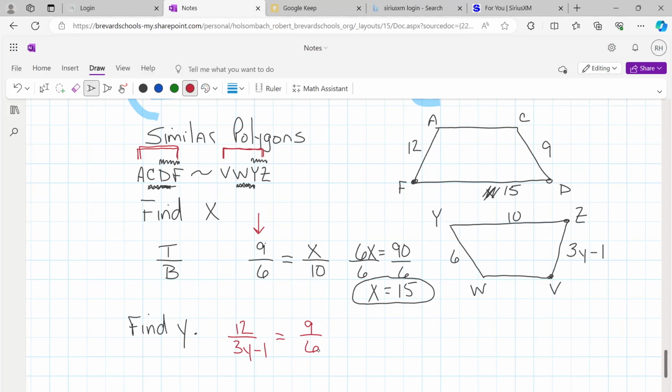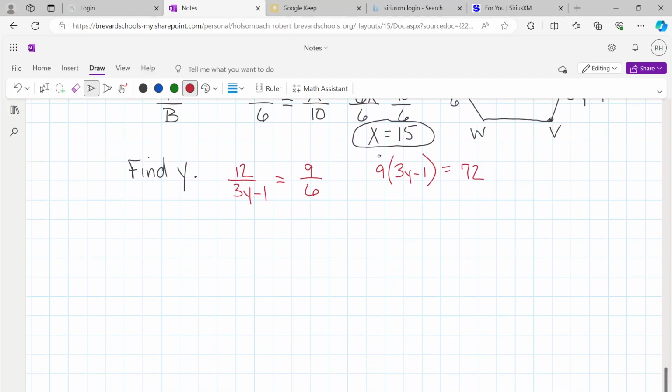So now we're going to crisscross multiply. And we've got to do the distributive property here with this 9 times 3y minus 1. It's equal to the 12 times 6. And 12 times 6 is 72. So go ahead and finish that math if you want to. I'm going to scroll down and then I'll finish it.